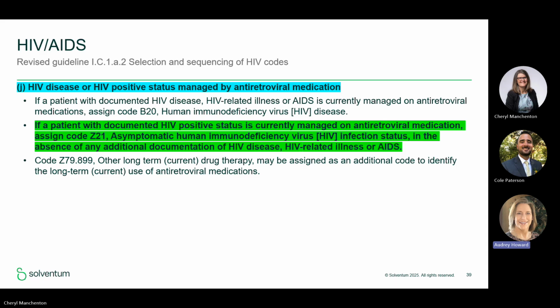So in other words, if the patient is documented as HIV positive status only and they're on the antiretroviral medication, then you'll still assign the Z21. The fact that they're on the antiretroviral medication does not impact the code assignment in that case of what the documented diagnosis is. So those were a lot of updates related to the HIV and AIDS, and I appreciate that they put all of this in here for clarity. So Cheryl, talk to us on how this may impact quality.